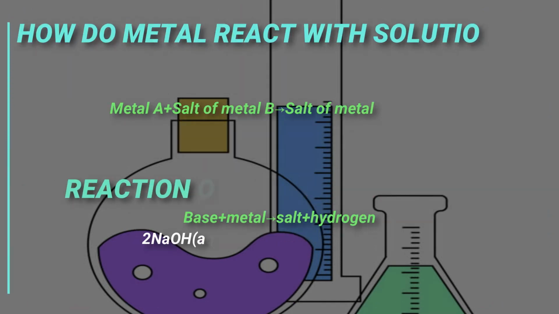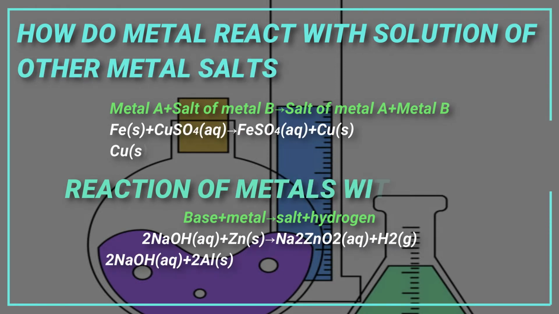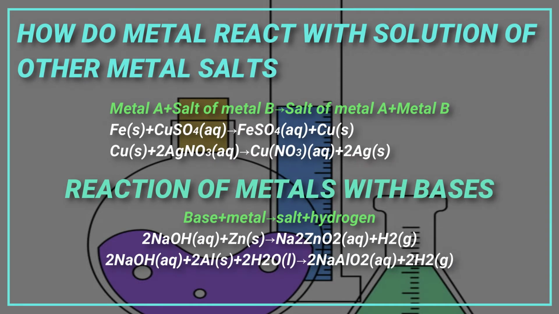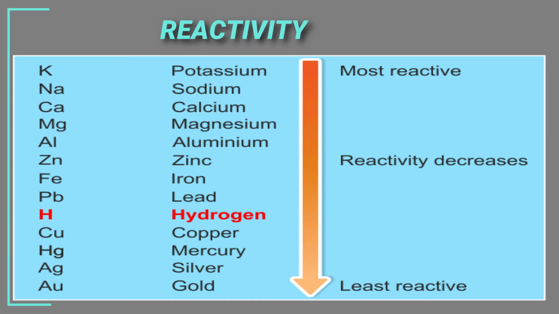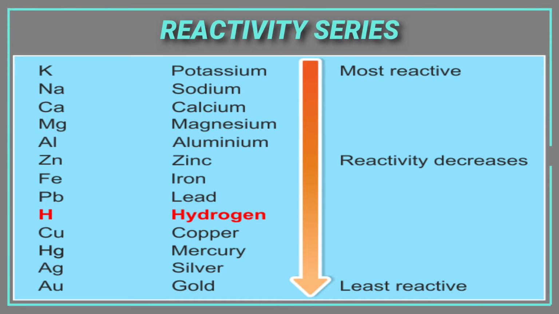How do metals react with solutions of other metal salts? Metal A and salt of metal B give salt of metal A and metal B. Reaction of metals with bases. Base and metal give salt and hydrogen. Reactivity series. This is the chart where reactivity of metals decreases as we go from top to bottom.